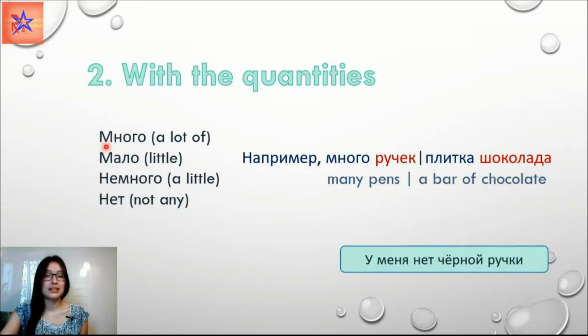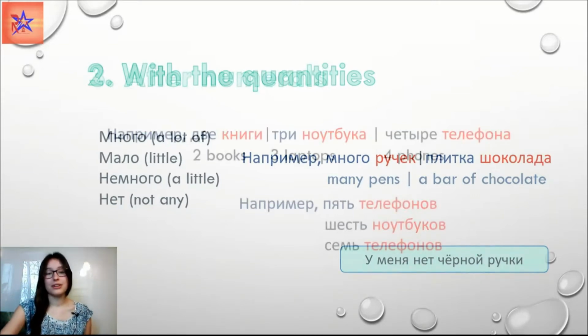When we have a quantity like много, мало, немного, нет. These are just few examples of quantities. Of course, you need to use the genitive case, like много ручек, many pens, плитка шоколада, a bar of chocolate. So everything which is connected with the quantities like a loaf, a pack, a package, or a box, like коробка конфет, a box of candy, you will have a genitive case. У меня нет черной ручки. I don't have a black pen, for example.